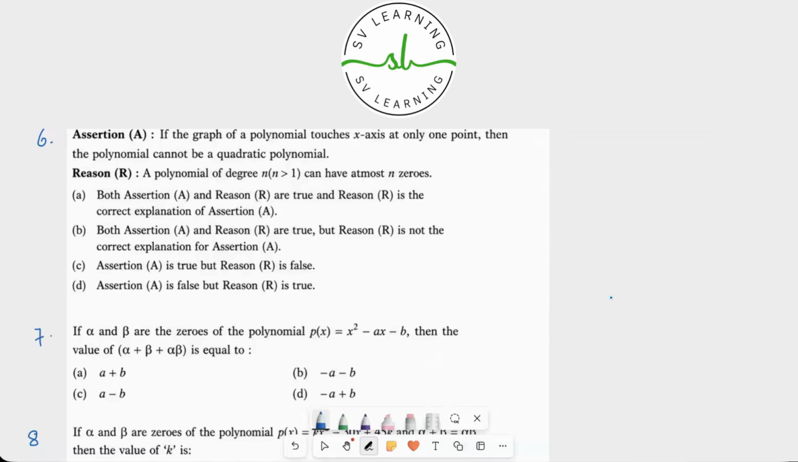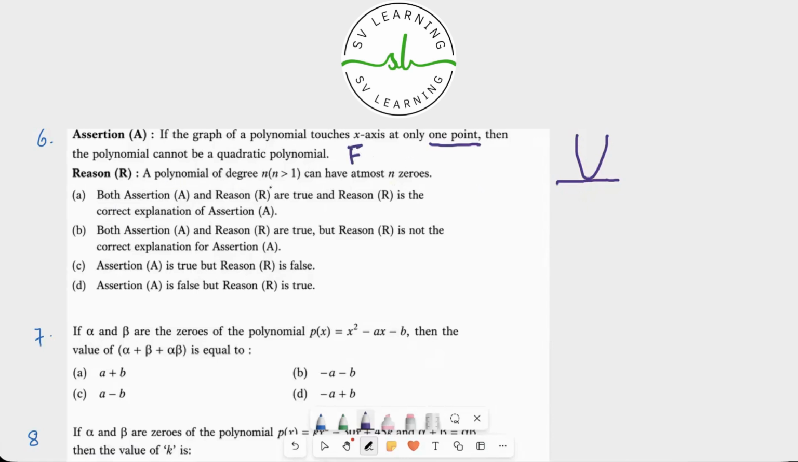Hello, children. So continuing from where we left for polynomials best PYQs. Let us look at this assertion and reason question. If the graph of a polynomial touches the x-axis at only one point, then the polynomial cannot be a quadratic polynomial. It can be a quadratic polynomial, because if it is touching the x-axis, it can be a quadratic polynomial. So this is false.